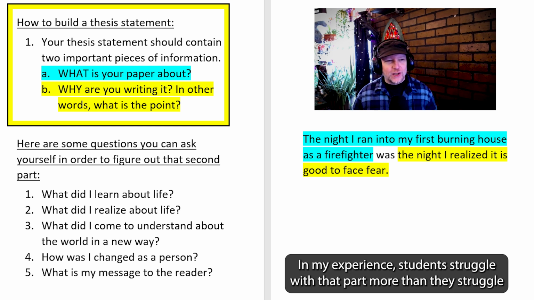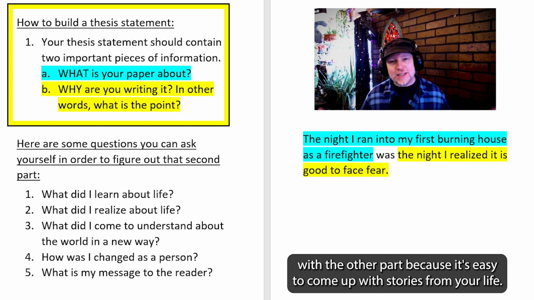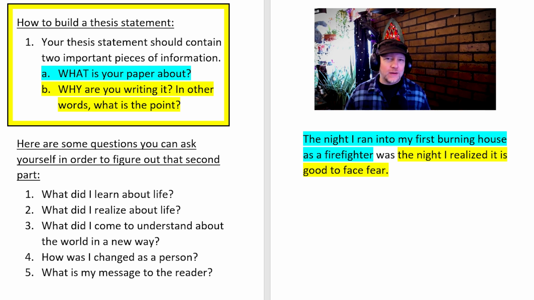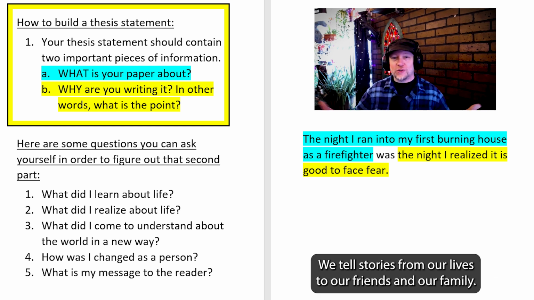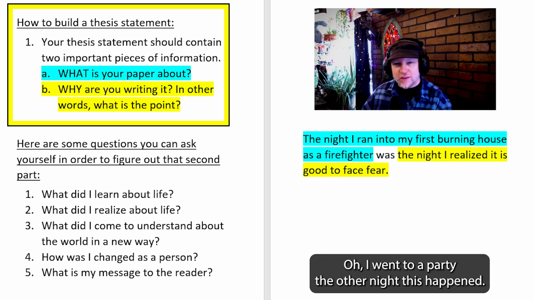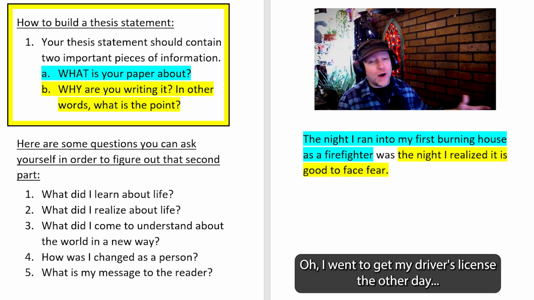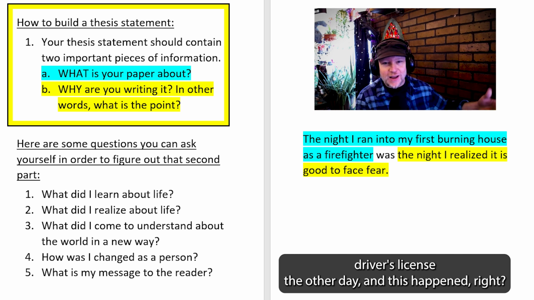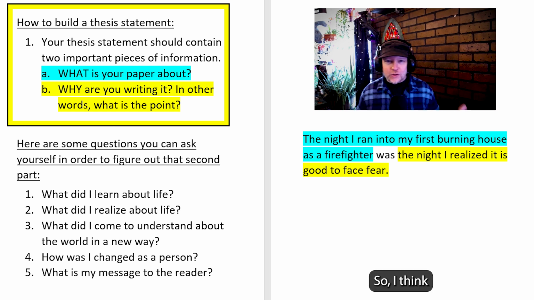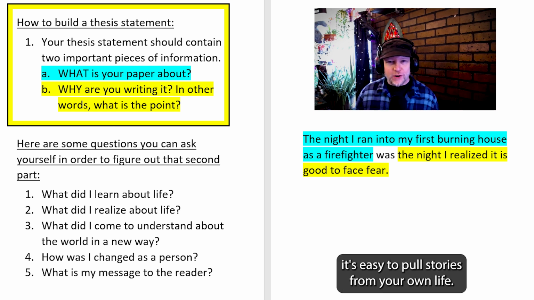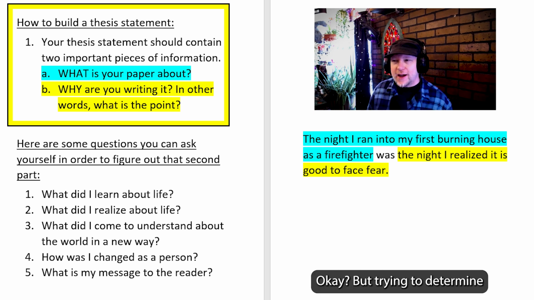In my experience, students struggle with that part more than they struggle with the other part, because it's easy to come up with stories from your life. I mean, we do that all the time. We tell stories from our lives to our friends and our family. Oh, last night this happened. Oh, I went to a party the other night, this happened. Oh, I went to get my driver's license the other day, and this happened, right? So I think it's easy to pull stories from your own life, okay?